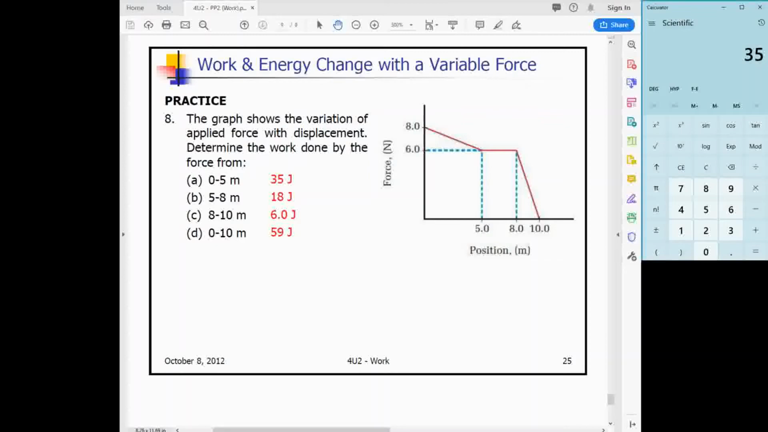Between 5 and 8, we have a 3 by 6 rectangle, so that's 18 joules. And between 8 and 10, this is a 2 by 6 triangle. So we have 6 joules that are done. And I have to report that with 2 significant digits, so it's 6.0 joules. The total work done between 0 and 10 is the sum of the work done between each section. So the area under everything, which is 59 joules.